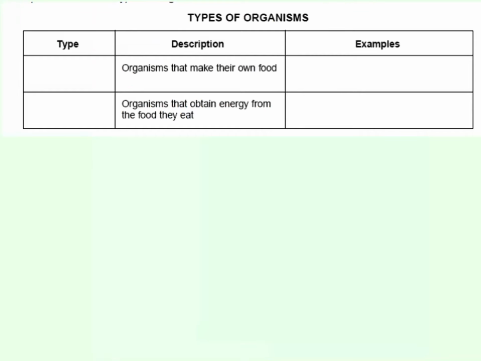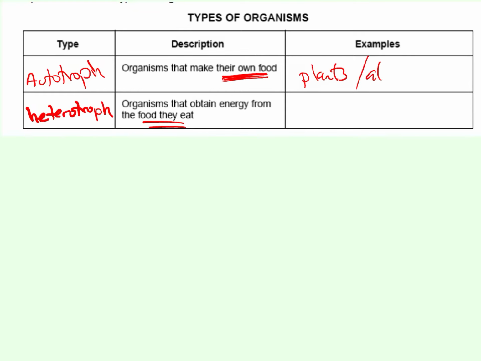All right. Last couple of things. Just to give you an exercise of what kind of organisms can make their own food and what needs to obtain energy from the food they eat. So if you can make your own food, this is an autotroph, and then the opposite would be a heterotroph. Some examples of an autotroph: plants, algae. And then heterotrophs can be animals and fungi. Okay, just some examples.